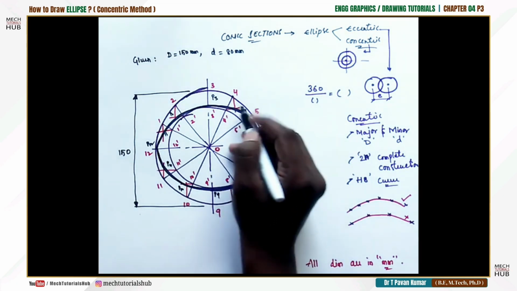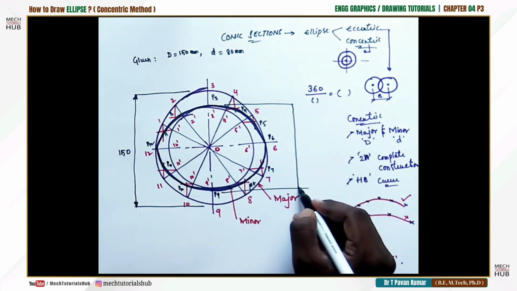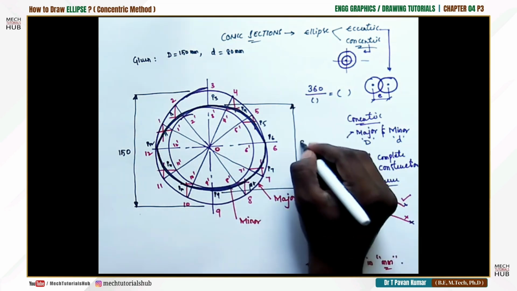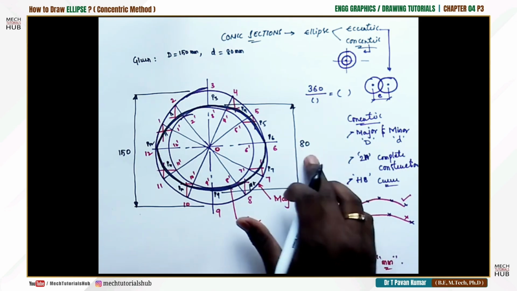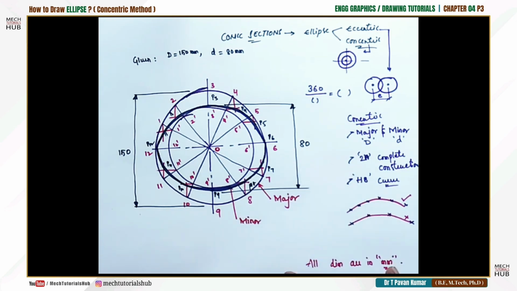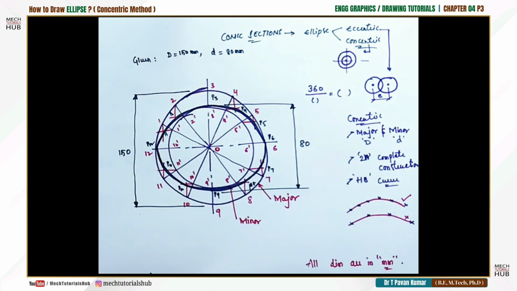Now if you consider the minor, drop a line top to bottom, place an arrow. This is 80. Never specify a unit followed by a number or a number followed by a unit. We have to specify units here because all together we are maintaining millimeters only. This is how we'll draw an ellipse by the concentric method.